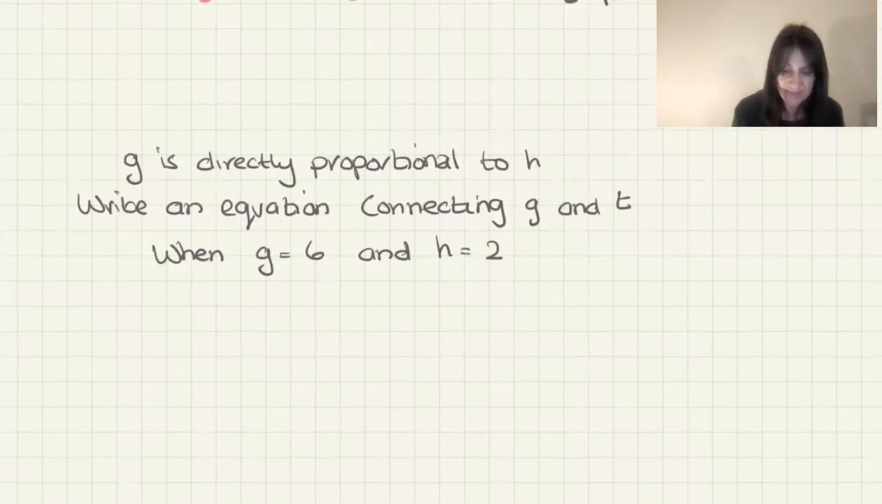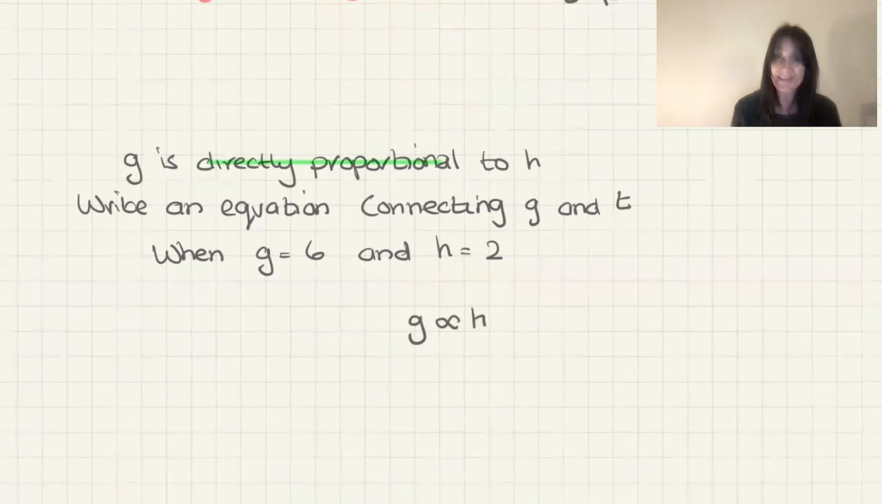So this is how it can look. G is directly proportional to H. Write an equation connecting G and H when G equals 6 and H equals 2. So we should be clocking this, and if we can, we would write our little fishy symbol. G is directly proportional to H.